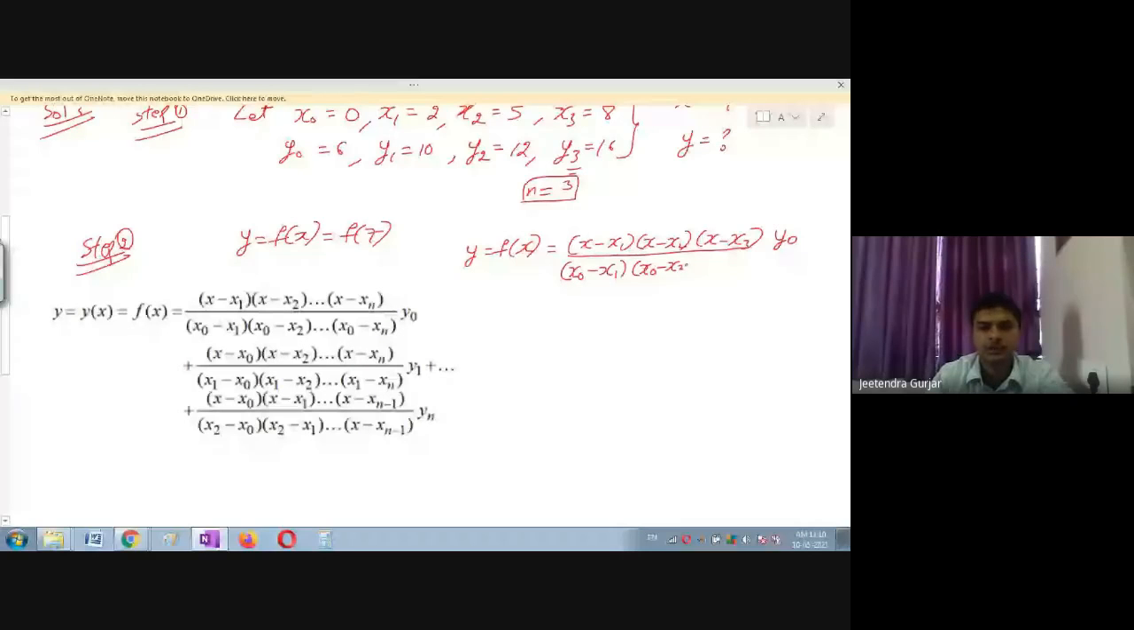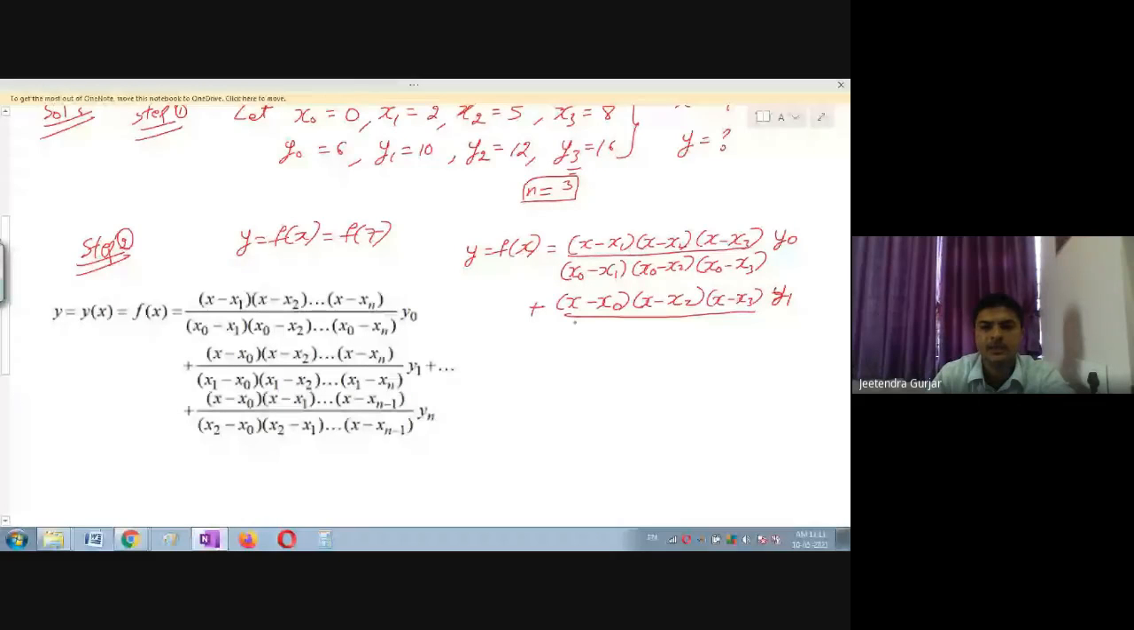Again I cannot go further because n is 3. Is it clear? In the denominator I cannot subtract x naught minus x naught, it will be 0. Please keep this in your mind, plus. This is how you remember the trick to write the formula. Now this is x minus x naught, x minus x2, and x minus x3. Please remember I have skipped the x1 here because I am going to take y1. Same way you have to remember the formula.